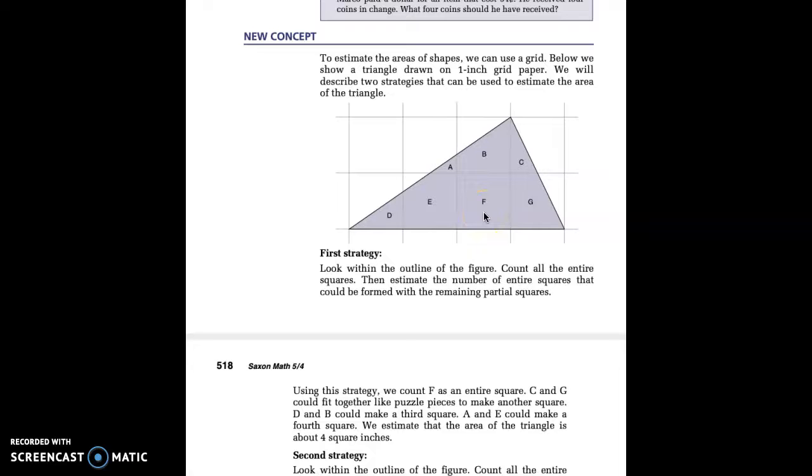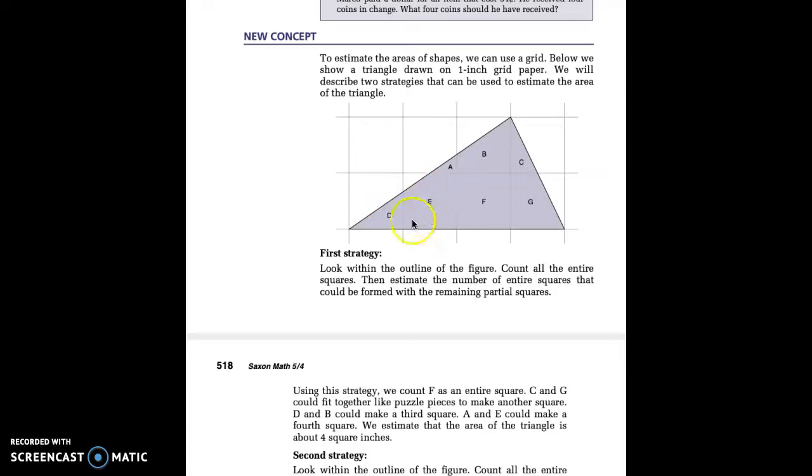Then what we're going to look at are pieces of the figure that fit like puzzle pieces. So if you look, C and G could fit together like a puzzle piece. If I were to take this portion of the triangle and flip it up right here, then you would have one full square. So we're going to count C and G as one. We're also going to look at D and B. D and B, if you were to cut that and move this over, it would fit into another square. So that would be the third.